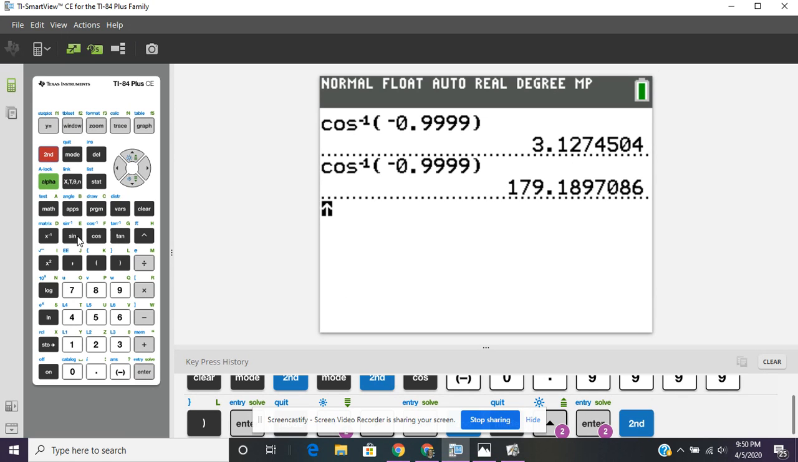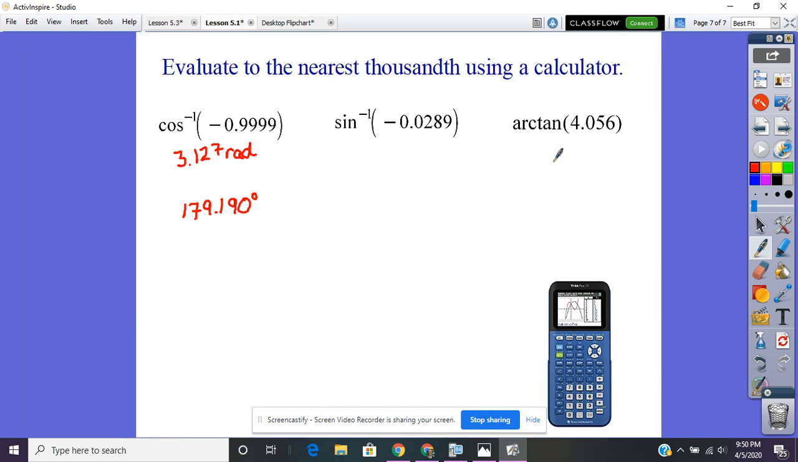So second sine, or second tan, and remember that arctan and tan inverse are the exact same thing. And pay attention to the directions to determine where it wants you to round. In this case, thousandth would be 3 decimal spots. So we have 3 decimal spots.